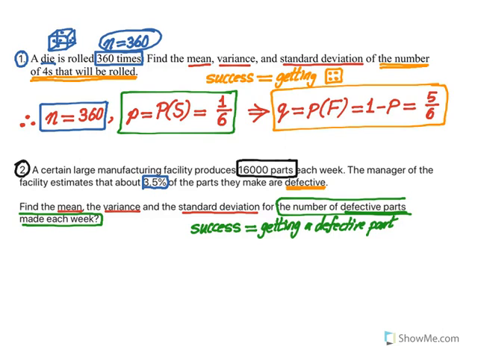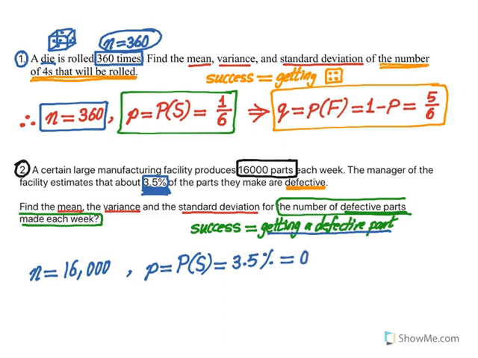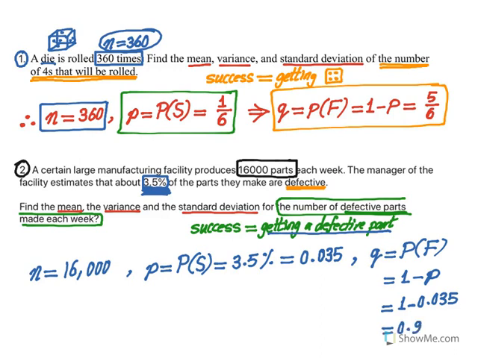So now, how many trials do we have? We have a lot. Each week they produce 16,000, so n is 16,000. The probability of success, little p, in our experiment, remember success is getting a defective part, is written for you here. The manager found that it's 3.5%, which you can write as a decimal, and you must write it as a decimal for this question, 0.035. And last but not least is q. q is the probability of failure, which is 1 minus the probability of success, p, which was 0.035. And so q will be exactly 0.965.